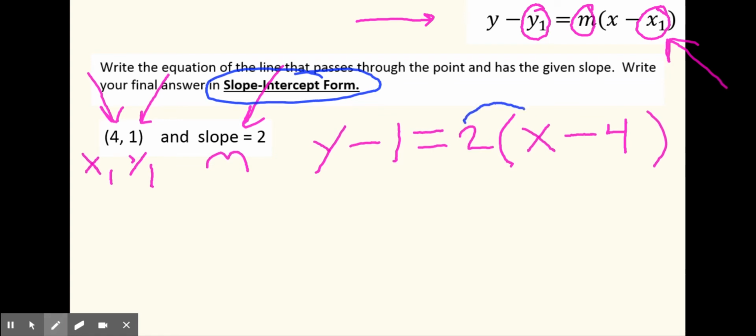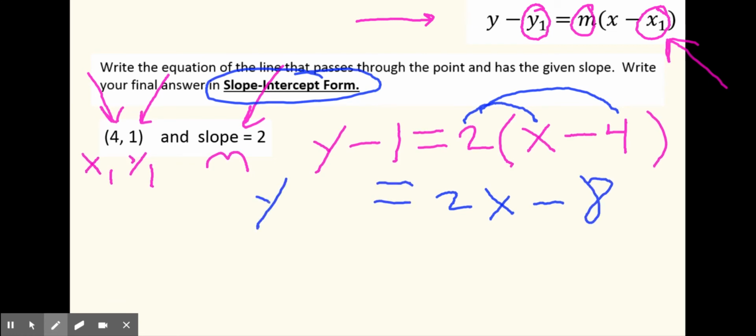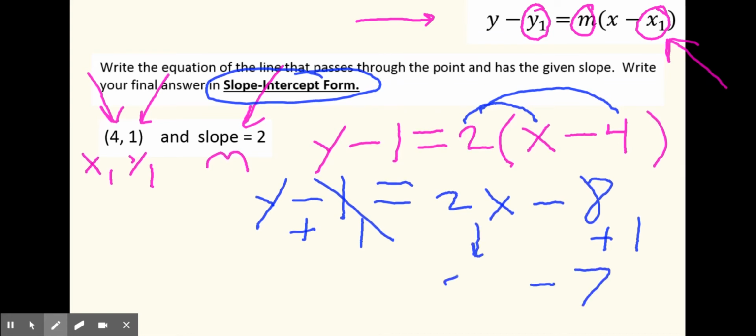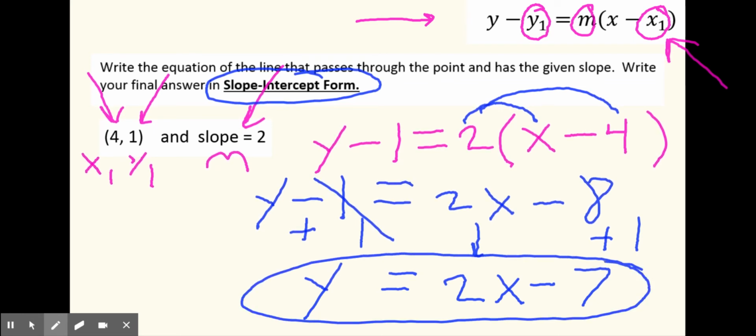So let's go ahead and distribute that 2 to get 2x minus 8 equals y minus 1 on the left. To get y by itself, you need to add 1 to both sides, making sure that you add like terms. So this negative 8 plus 1 to get a negative 7. And we bring the 2x down. This equals y. So your slope-intercept form, your final answer is going to be y equals 2x minus 7.